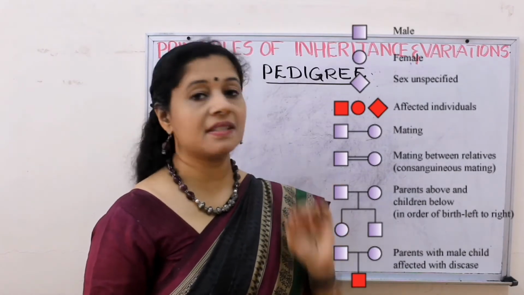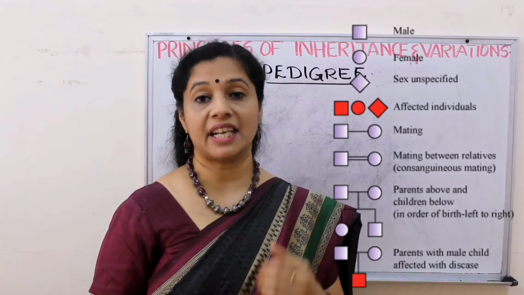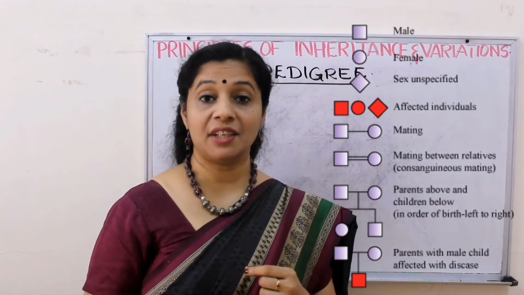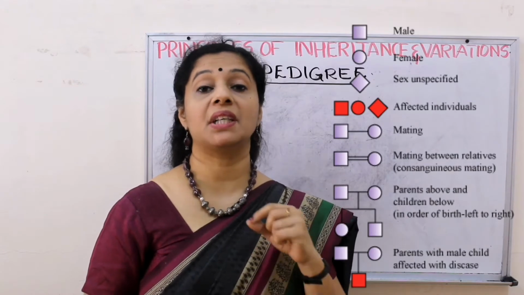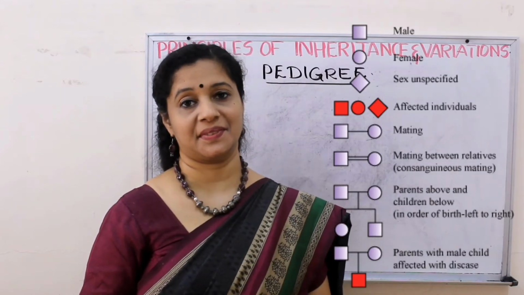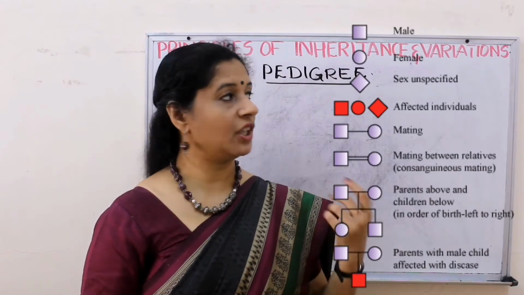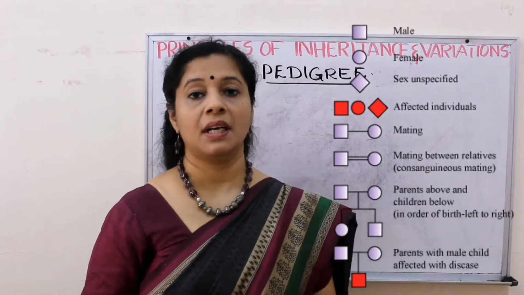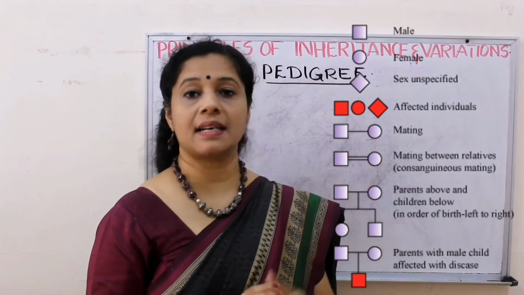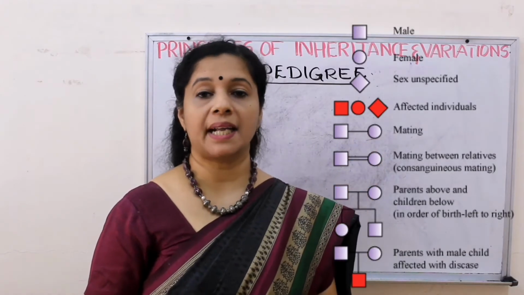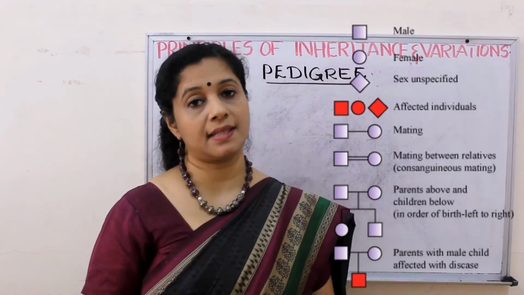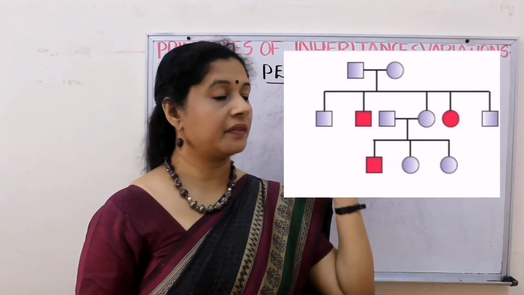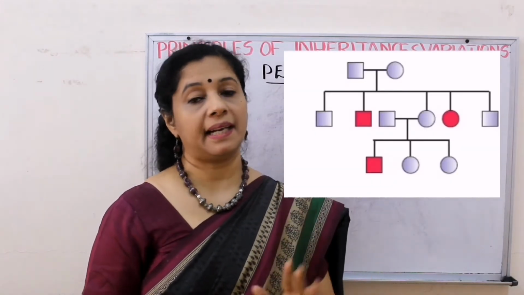If any of this is shaded, that shows the affected individual or the individual carrying that particular trait. In your level, usually we do not use any symbol for carrier. Most of your questions come with the carriers just as normal, but sometimes we use a dot in the center to represent a carrier. The first line of the pedigree shows parental generation.